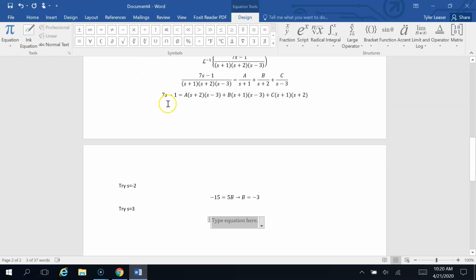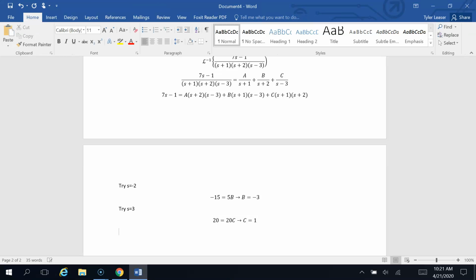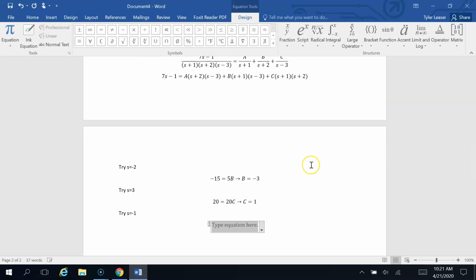If I plug positive 3 into all three sides, I'm going to get 20 on the left, 0, 0. If I plug 3 over here, I get 4 times 5, which is 20c, which says that my c has to be 1. Last thing that we could try would be a negative 1 to make this parentheses and this parentheses 0. So just plugging in negative 1 to all three sides, we get negative 8 on the left. We get, looks like a negative 4a, and then everything else is 0, so a has to be 2.